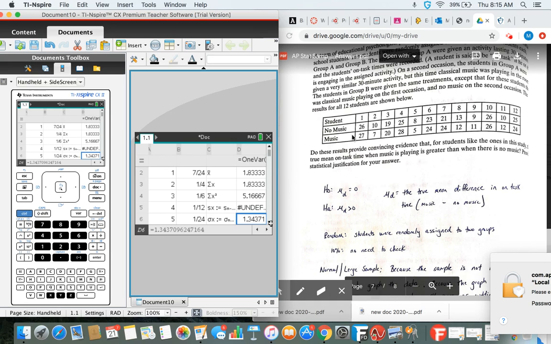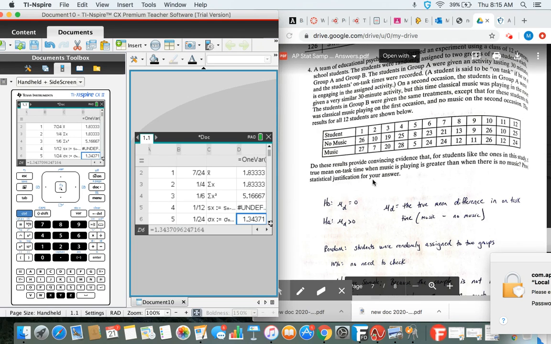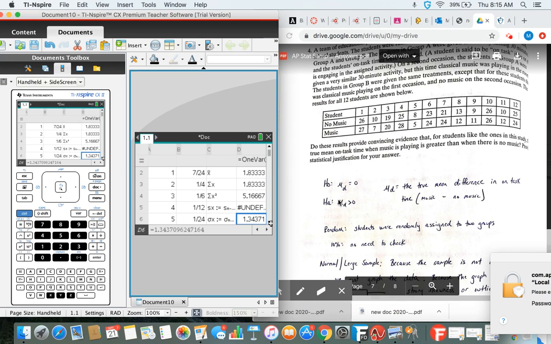These students were asked first given no music and then given music. And it says, do the results provide convincing evidence that students like the ones in the study, the true mean on task time when music is playing is greater than when there is no music? Okay, so you want to set up your hypotheses here.